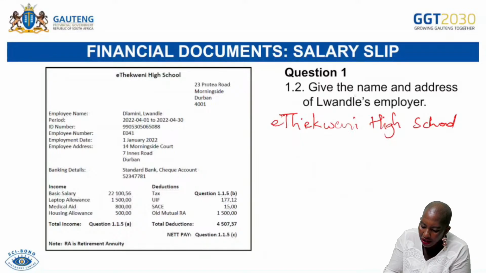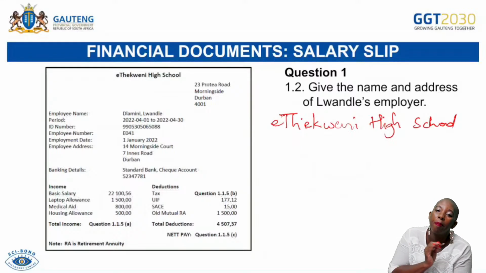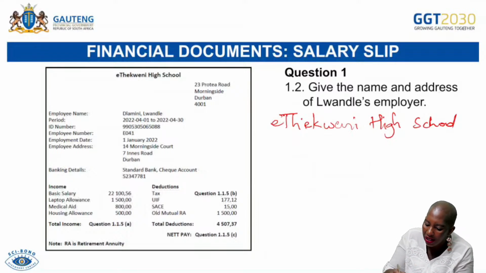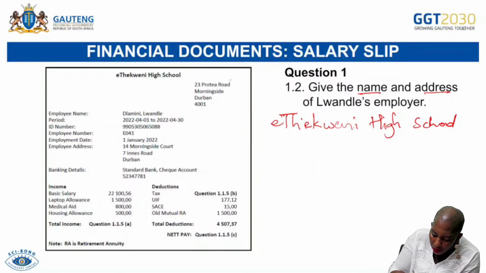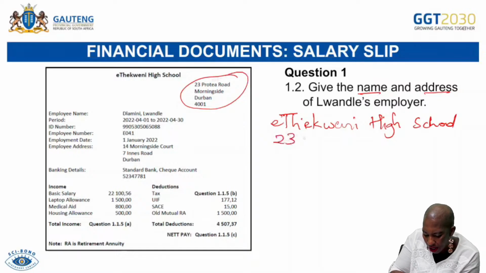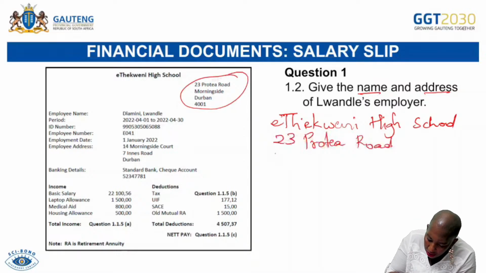And then it says, give the name and address. Remember now, I have to read the entire question, not answer a part of it. If I leave the answer as eThekwini High School, I did not answer the question in full, because the question says give the name and the address. What is the address? Remember I said, this is the address of the school, which is 23 Protea Road. And then you write it in full. Morningside.